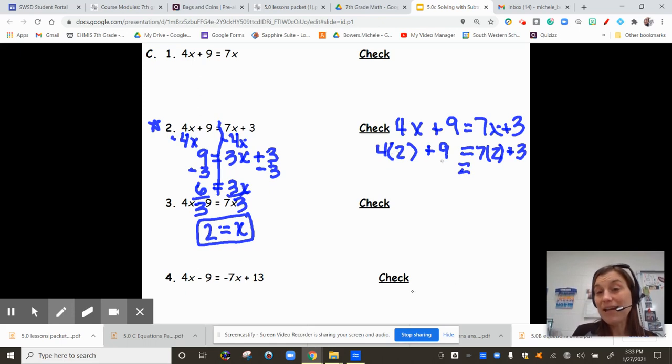8 plus 9 is 17. And on the right, 7 times 2 is 14. 14 plus 3 is 17. So look at how the values, the numbers on both sides are the same.